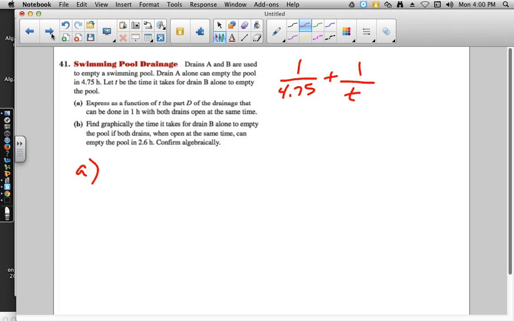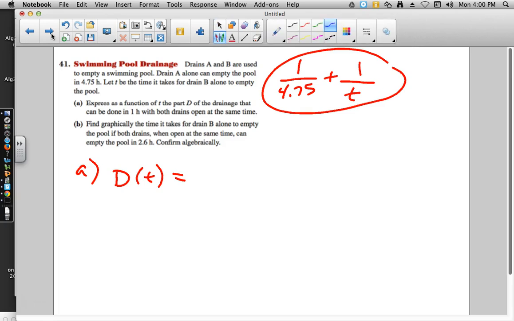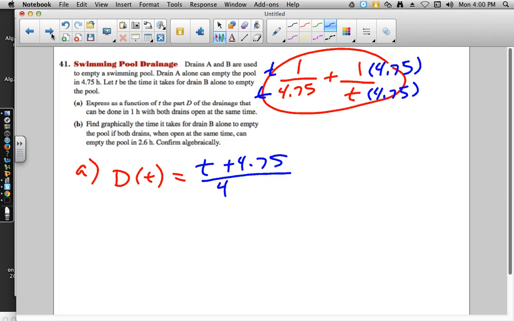All right, so D of T is going to equal whatever we get when we add these two together. To add those two together, we need a common denominator. So this one will need a 4.75 on the top and the bottom, and this one will need a T. So then we will have T plus 4.75 over 4.75 T. That's what we get when we add those together. You just do the math and combine those two fractions.